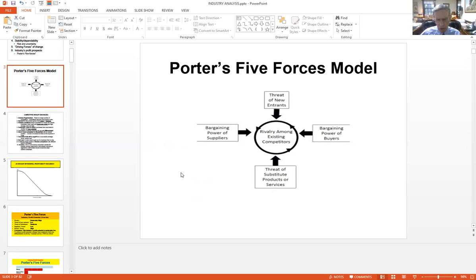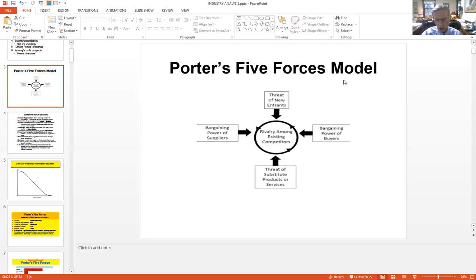All of these 5 forces push profit down, and consequently, Porter's 5 forces model can be used to assess the profit potential of an industry. And if all or most of these forces are strong, it's a pretty good industry not to get into if you're not there already. On the other hand, if most of the forces are weak, then perhaps it's attractive.